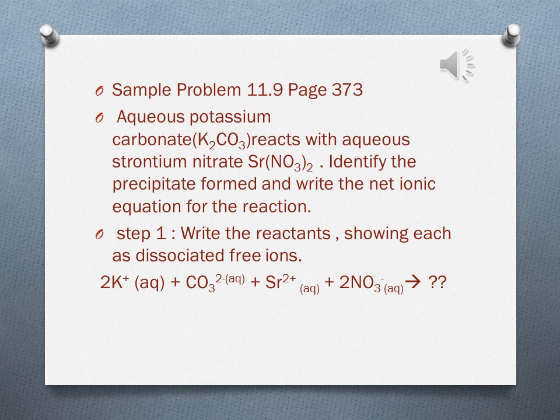Now let's do sample problem 11.9, page 373. The question is, aqueous potassium carbonate, K2CO3, reacts with aqueous strontium nitrate, Sr(NO3)2. Identify the precipitate formed and write the net ionic equation for the reaction. So step 1, we need to write the reactants showing each as dissociated free ions. So we write 2K+ plus CO3 2- plus Sr2+ plus 2NO3-.